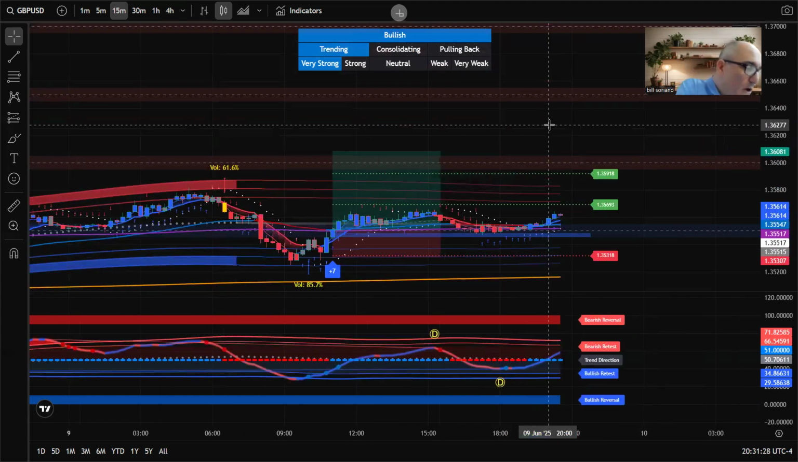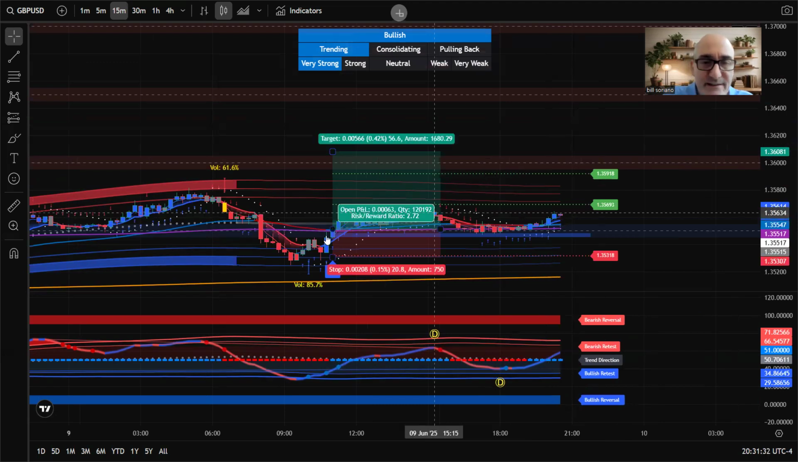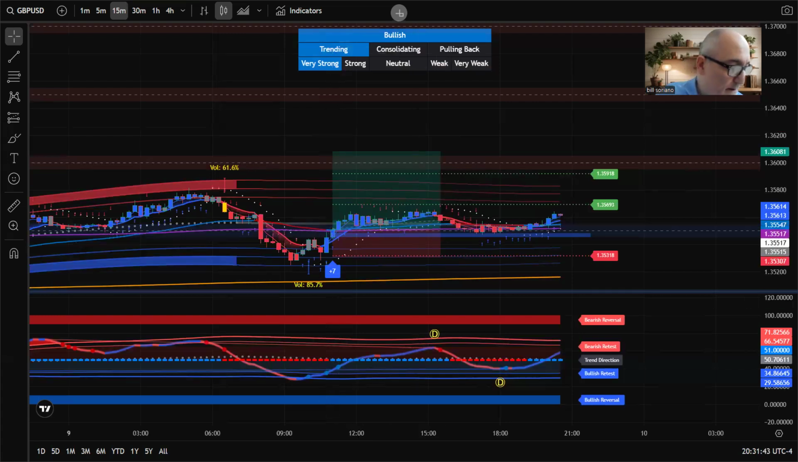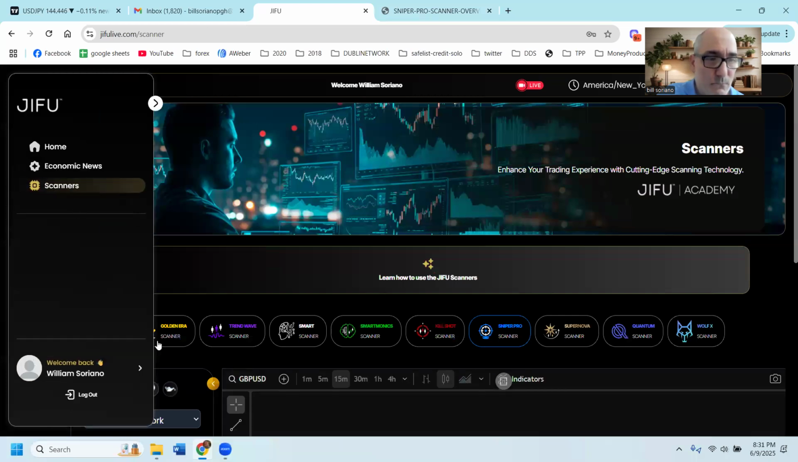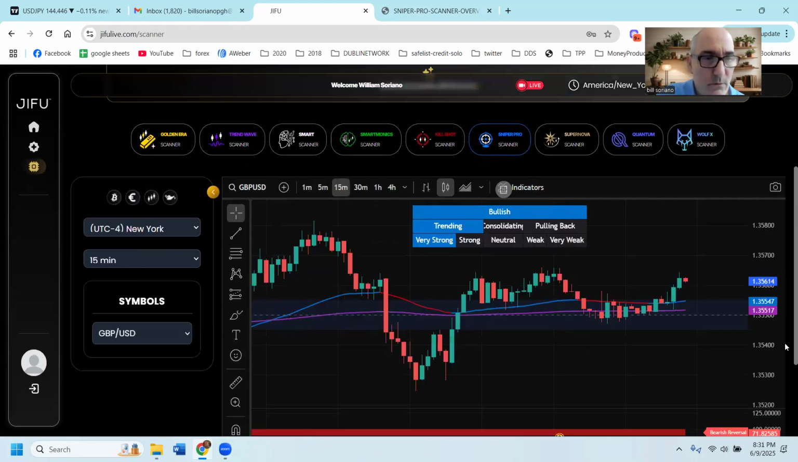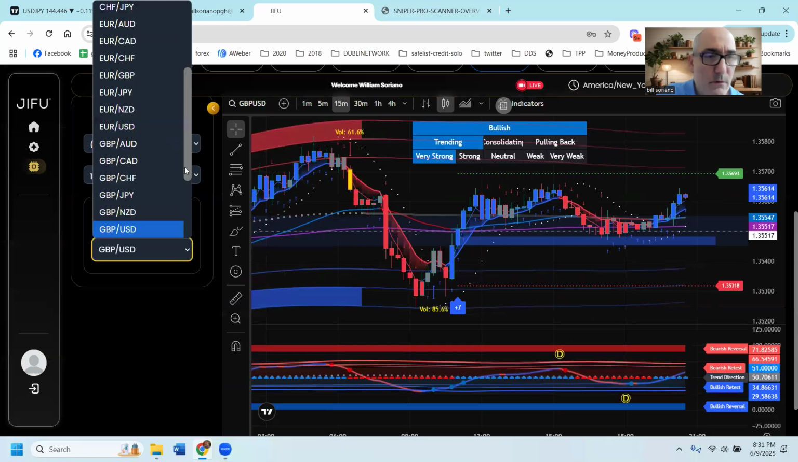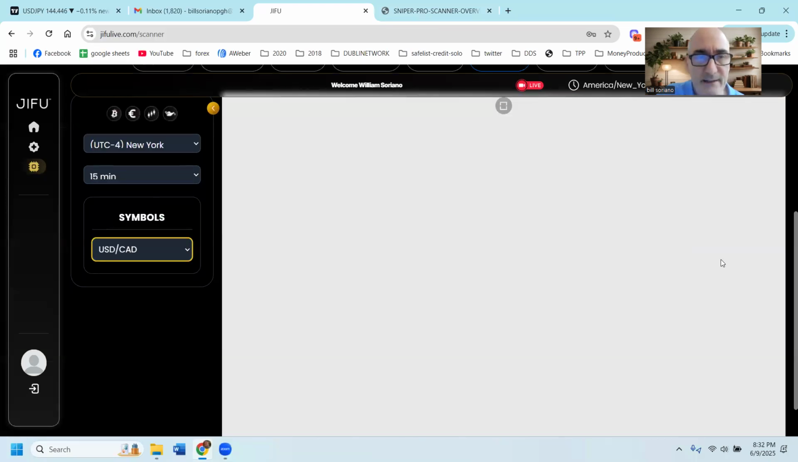So far, all of the pairs would have given us trades today, right? And they all seem to be at 11 a.m. Eastern Standard Time today. Okay. So let's bring up the USD pairs. All 3 of the USD pairs were giving us signals here. So USD CAD.